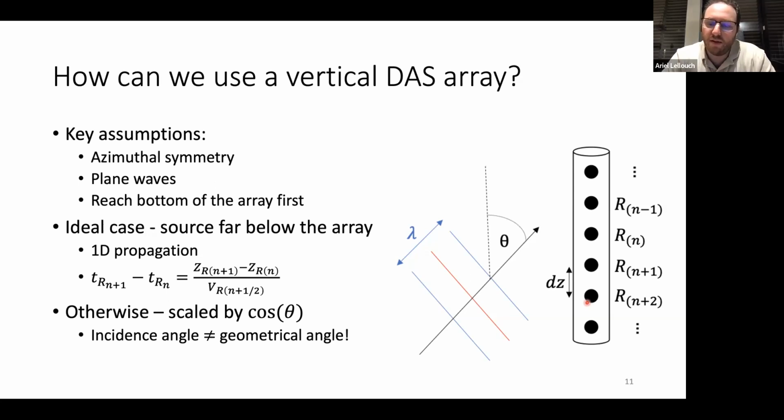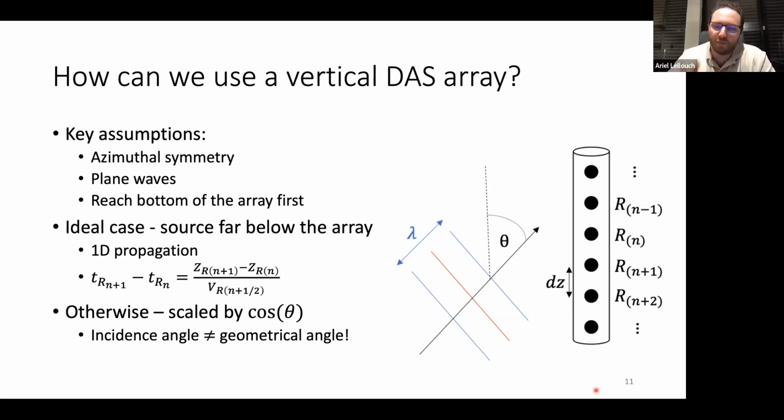That's a problem, but once we live with this assumption, we can assume that the events are quite far from us, and therefore they reach the array as a plane wave. And we can also assume that they get to the bottom of the array first, because we're interested in deep earthquakes. And in the ideal case, which is probably the easiest in terms of geophysics, you would have the source far below and directly below you.